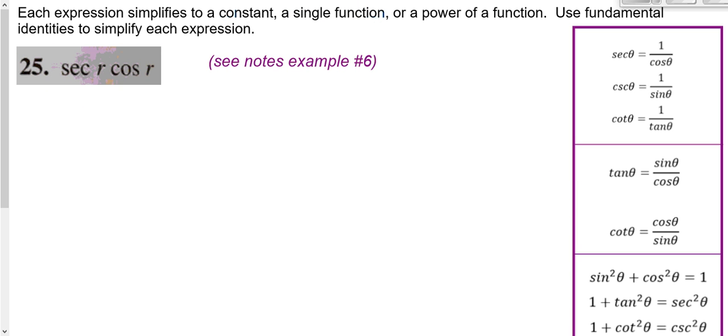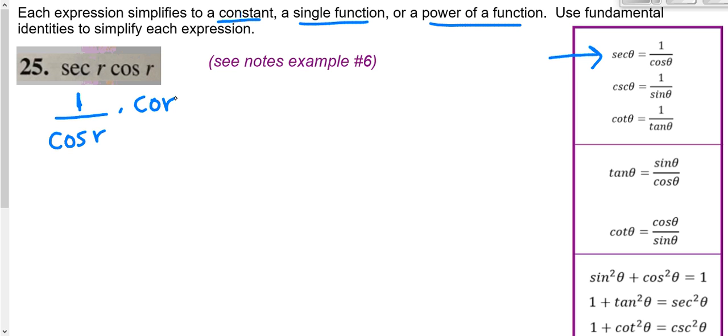25. This one also corresponds to notes example number 6. So we're going to change this to a constant, a single function, or a power of a single function. So let's replace secant r with 1 divided by cosine r. So 1 divided by cosine r times cosine r. So you can cancel the cosine r's, and all we have left is 1, and that is a constant.